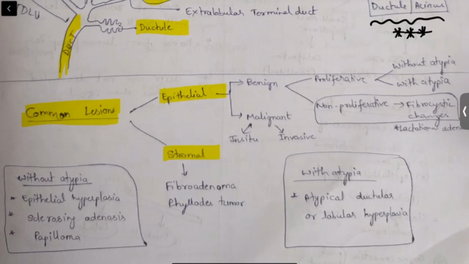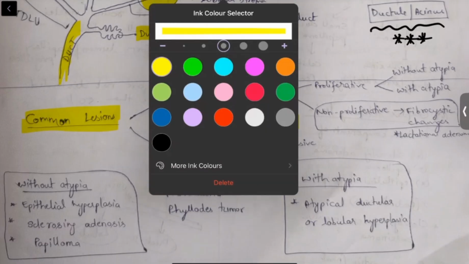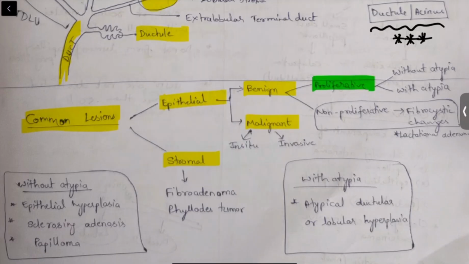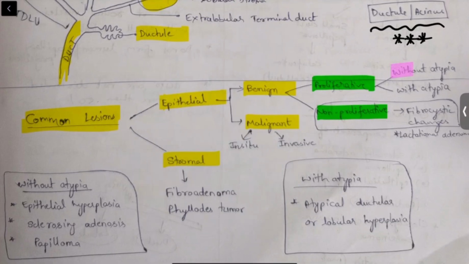One is the epithelial lining, the other one is the connective tissue. Based on that, epithelial lesions can be divided as benign lesions or malignant lesions. Benign lesions can again be divided as proliferative or non-proliferative. This proliferative can be divided as proliferative lesions without atypia or proliferative lesions with atypia.